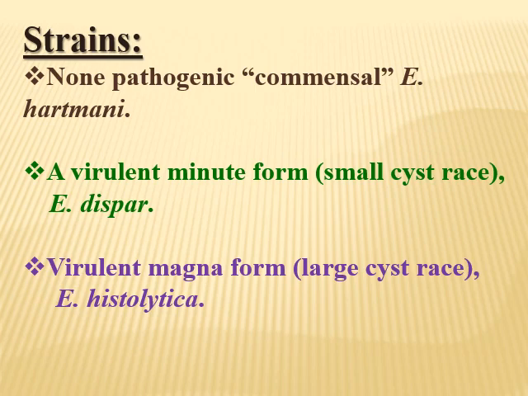So we have a non-pathogenic commensal amoeba, which we call Entamoeba hartmanni, and an avirulent minuta form, the small cyst race, which we call Entamoeba dispar, and a virulent magna form, the large cyst race, which we call Entamoeba histolytica. So we have three strains: Entamoeba hartmanni, non-pathogenic, Entamoeba dispar, avirulent, and the virulent pathogen, Entamoeba histolytica, according to the size of their cysts.